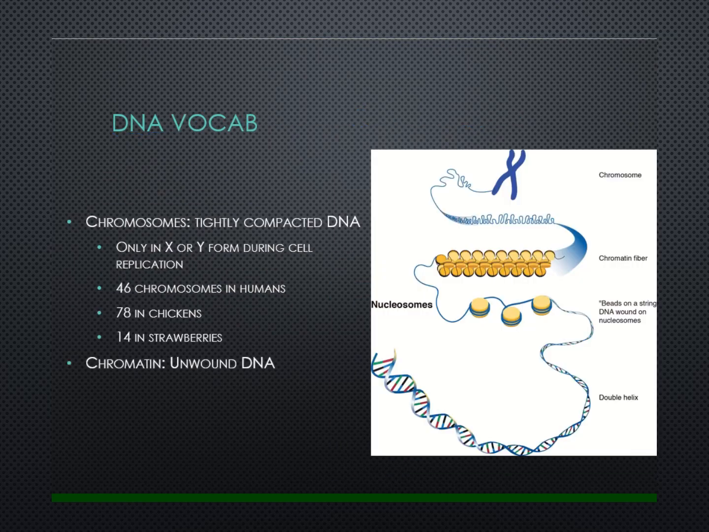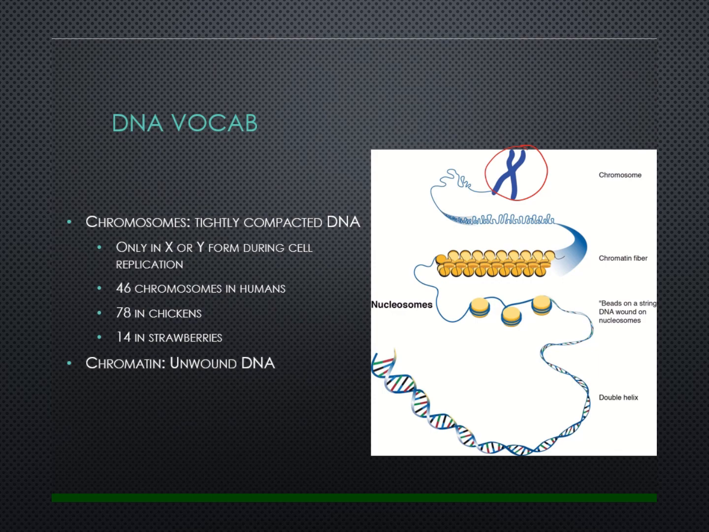So some vocab for you. Chromosomes. These are tightly compacted DNA. So in this picture, boom, there's our chromosome. They're only in X or Y form during cell replication. In humans, we've got 46 chromosomes. And interesting fact, chickens, they've got 78 of these things. And strawberries, they have 14.